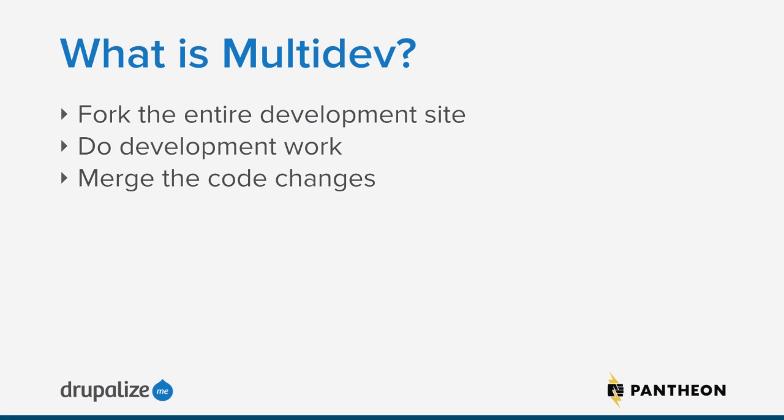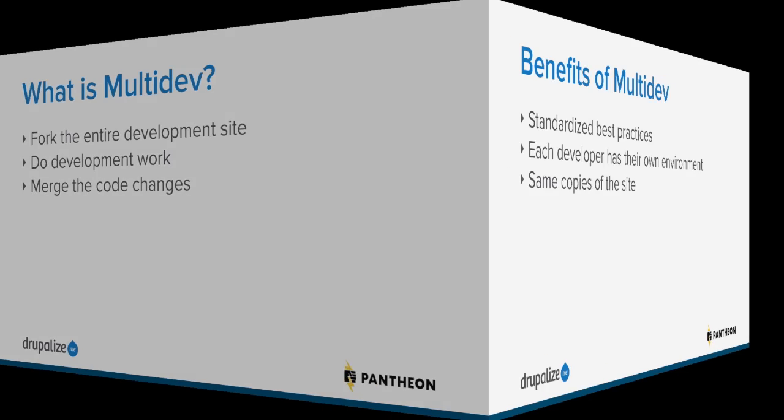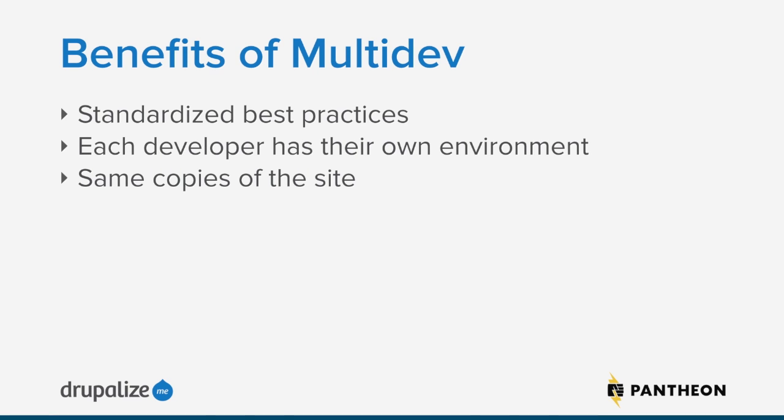So what is it? Multi-dev is the ability for you to fork an entire development site, do your development work in that sort of isolated environment, and then merge your code changes back into the main development site that everybody else is using for development. Now, why would you want to do this?